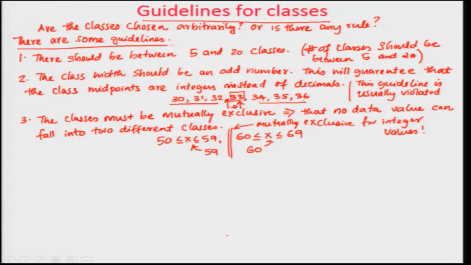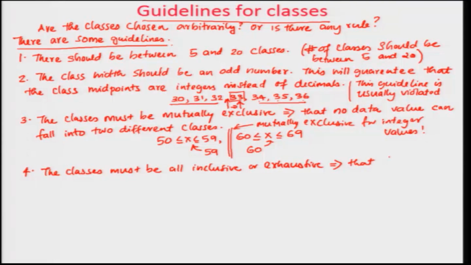Otherwise, you have to make the classes differently, accordingly. Then the fourth rule is the classes must be all inclusive or exhaustive. What does this mean? It implies that all data values must be included.